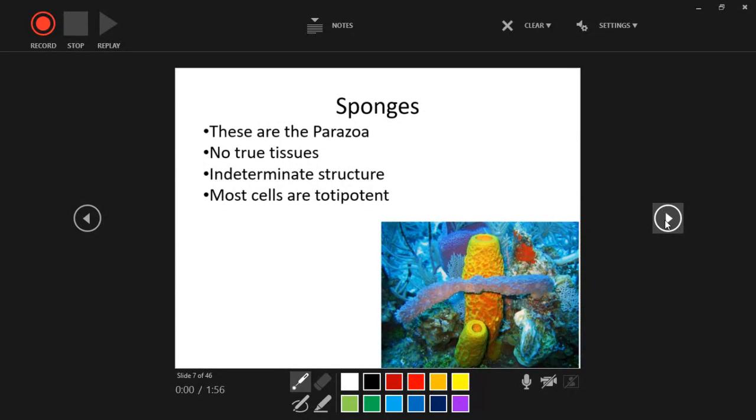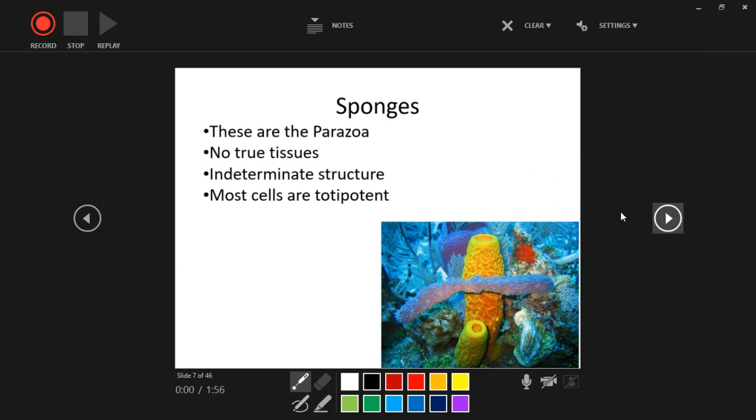These are next to the animal, as in para means next to, zoa, animals. They do not have true tissues, but they have different kinds of cells, up to 34 different types, I believe. And when I go back to our PDF, our lab book PDF, we'll look at that and come back to our PowerPoint. And they have an indeterminate structure.